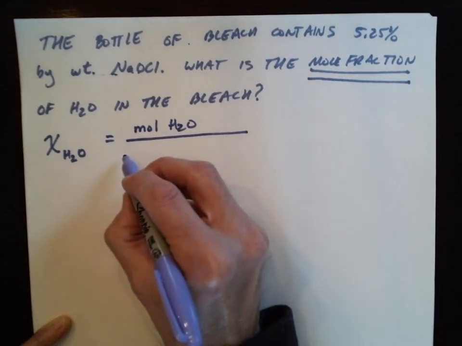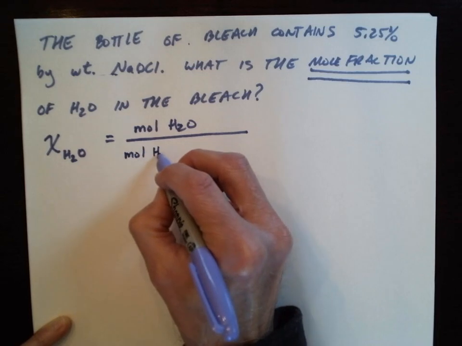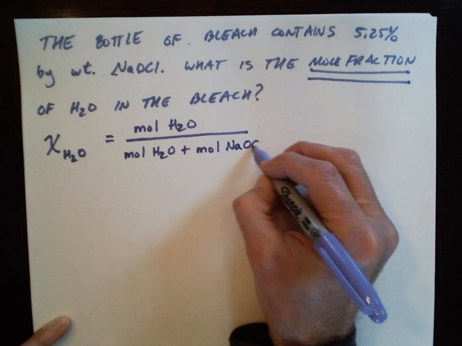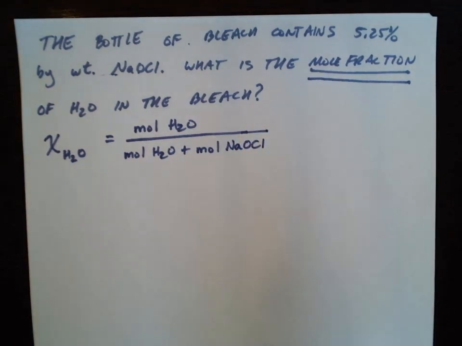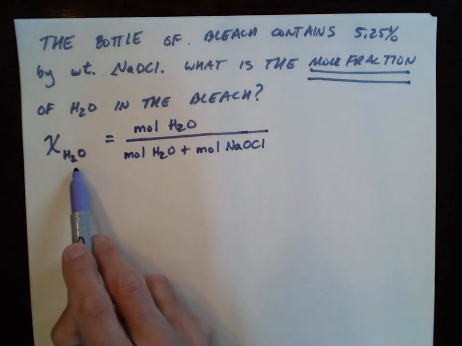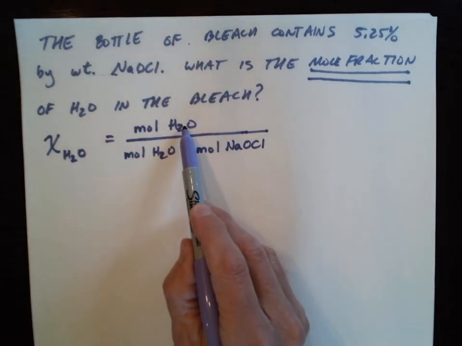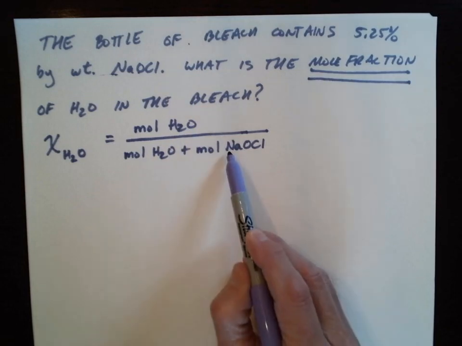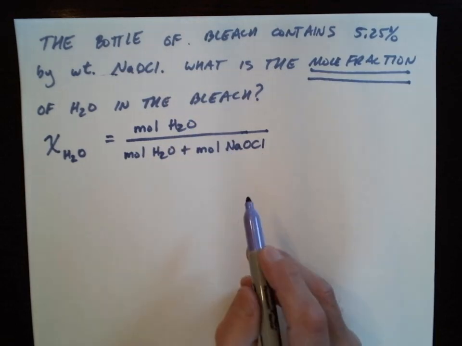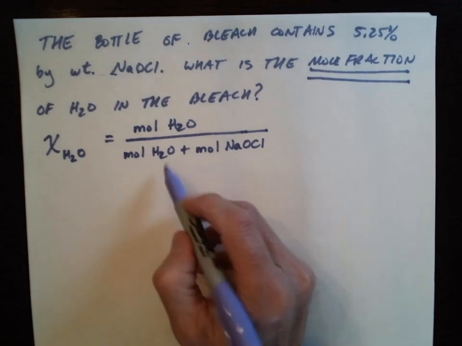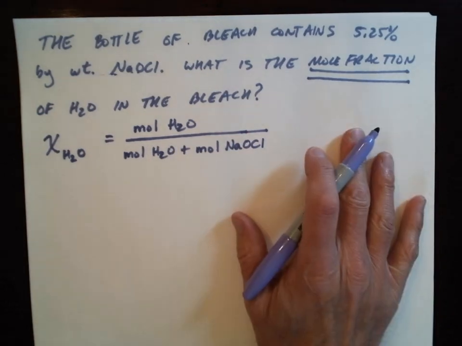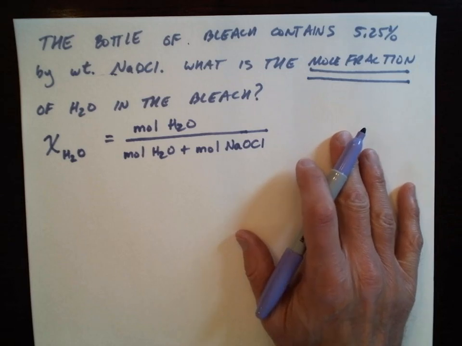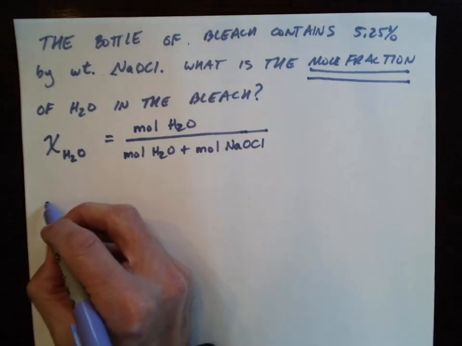So in the solution, we're going to have both water and sodium hypochlorite. To calculate the mole fraction, we're going to need to know how many moles of water are contained in the bleach and the moles of sodium hypochlorite in the bleach. Now, since this is a fraction, we can just assume any amount we want. It's easiest to just assume that we have 100 grams of the solution, because we might remember the weight percent definition.